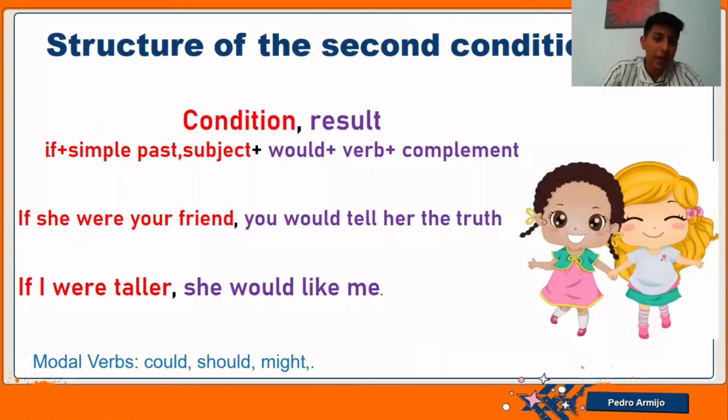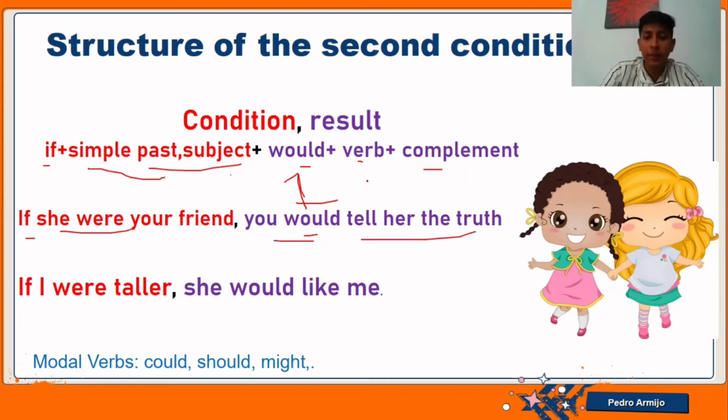If is the conditional, simple past, comma, subject, would is a modal verb, and complement. For example, if she were your friend, comma, you would tell her the truth. She were your friend is past simple, you is the subject, would is a modal verb, tell is the verb, and her the truth is a complement.